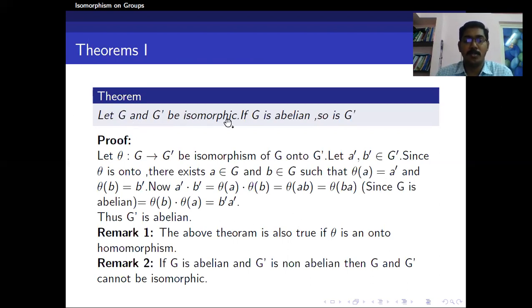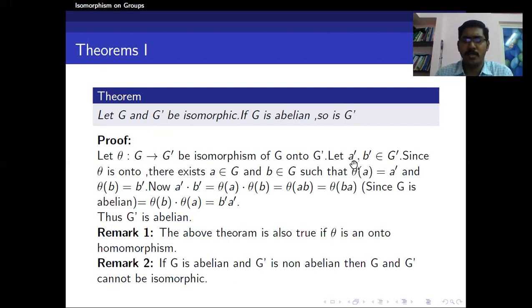Let G and G dash be isomorphic. What does that mean? G and G dash being isomorphic means there exists an isomorphism mapping between G and G dash. And if G is abelian, so is G dash. So if G is abelian, we have to prove G dash is also abelian. Let us consider the mapping theta from G to G dash, the isomorphism of G onto G dash.